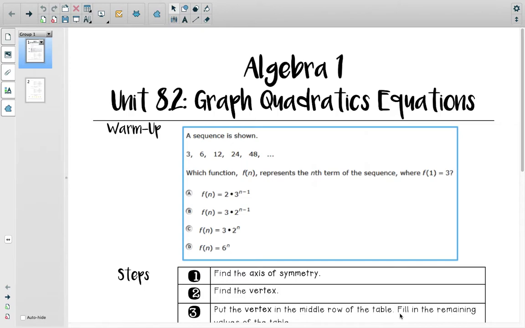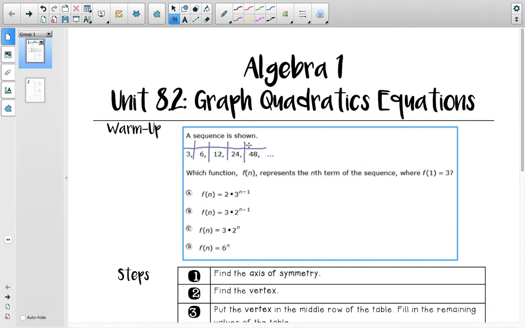So it's like a continuation of 8.1. Let's go ahead and look at this first example for our warm-up though. Okay, so here it says a sequence is shown, and in this problem what you kind of want to do is make a little table. Kind of think of it as a table. Okay, and if it shows you right here f of 1 equals 3, so that means the x value, or in this case n, because that's the variable used, is 1.